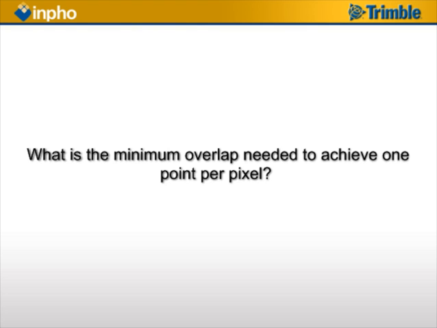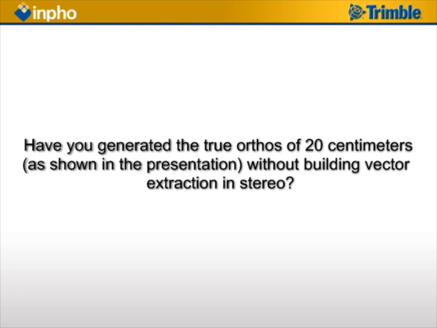The question that I have here is whether we have generated the true orthos of 20 centimeters, which we've shown in the presentation, without building vector extraction in stereo. Yeah, like I said, the example that I showed right here was completely automatic. There was no manual interaction done at all, so no digitization of rooftops and so on. It was really straight using the point cloud coming from HT DSM and using that for true orthophoto computation.